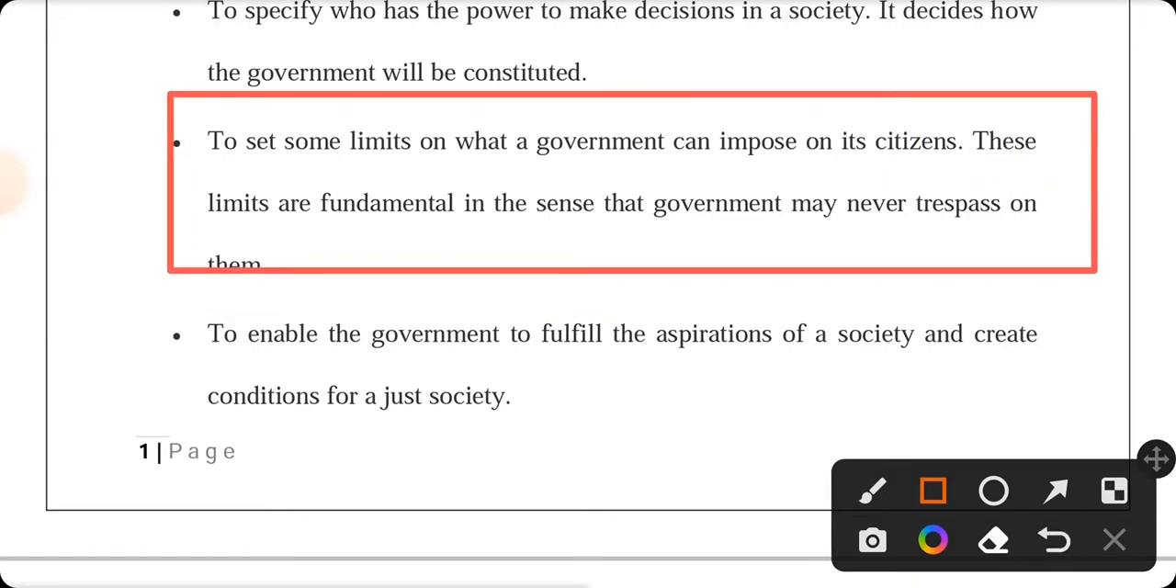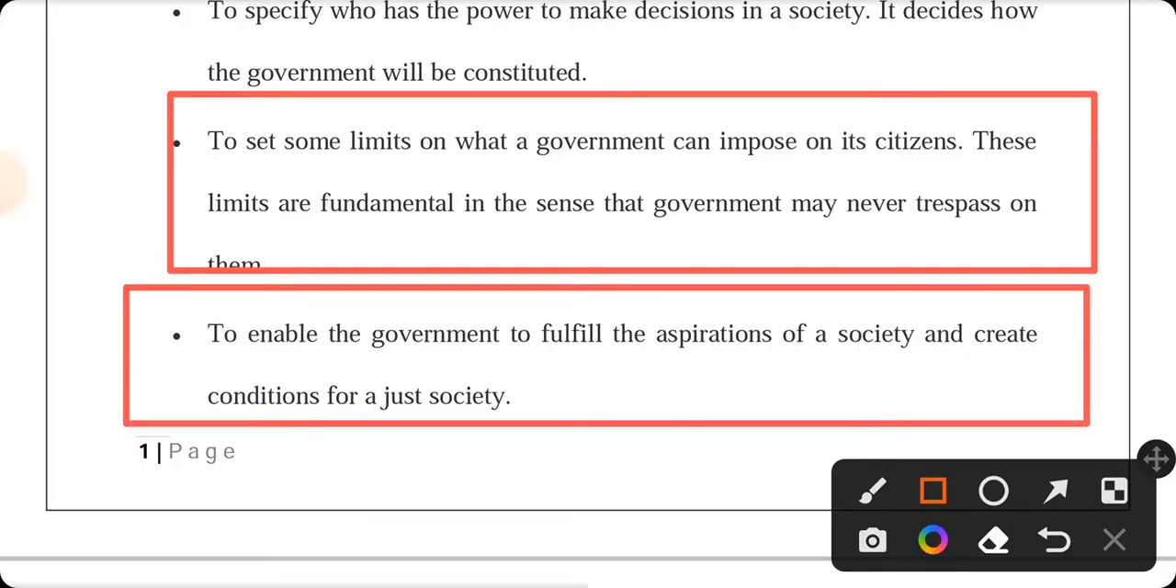Rules or regulations will be imposed by the government on the citizens. In the Constitution, there will be restrictions for imposing such rules and regulations. These limits can be fundamental in the sense that the government may never violate the rules, and to enable the government to fulfill the aspirations of a society and to create the conditions for a just society or a good society.